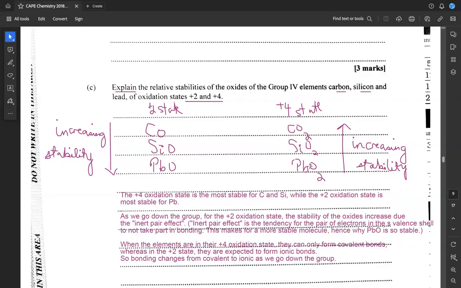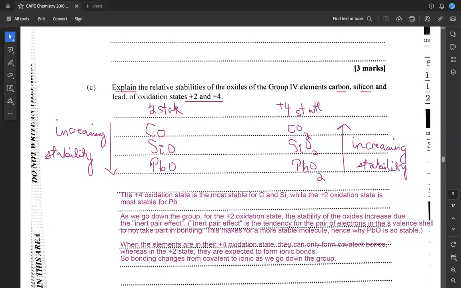So that's okay. But as we go down here, we encounter lead. Lead is a metal, and then you have oxygen. So that's a metal and a non-metal. It would more likely want to fall on the side of ionic bonding, but that's not possible in the +4 state, because it's so much energy to remove 4 electrons.